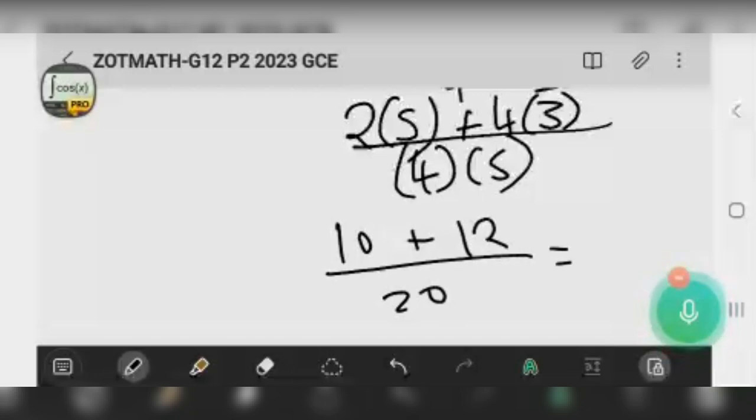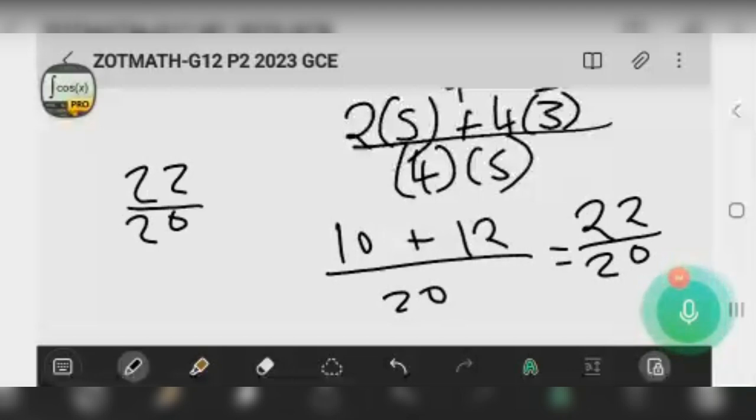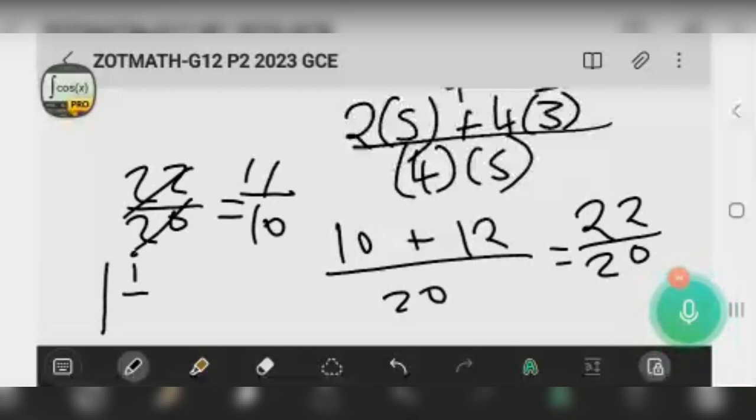Then 10 plus 12, 22 over 20. Okay. So now here we can simplify that, 22 over 20. There's a number that can go into both. Which number is that? There's a 2. 2 can go in here how many times? 10, and into there 11. 11 over 10, we can make this a mixed fraction. 1, remainder 1, over 10.